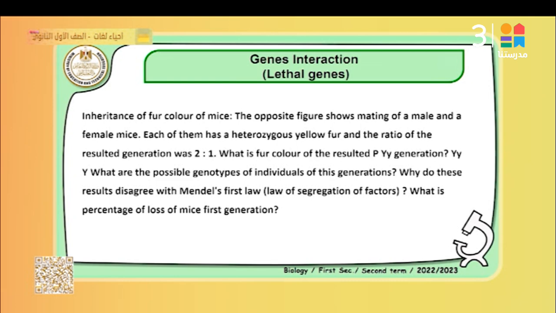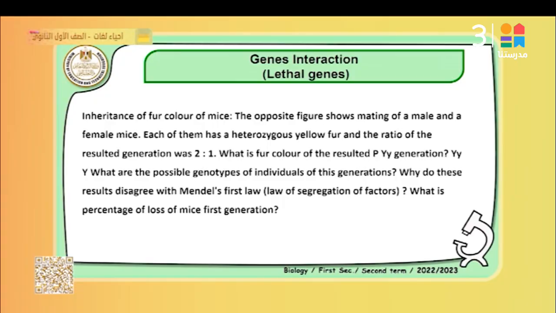What are the possible genotypes of individuals of this generation? Why do we get this result? This agrees with Mendel's first law. In Mendel's first law, the first generation would have been 100%. Second law, 3:1, 3 dominant, 1 recessive. But here, 2:1, 2 yellow hybrid, and 1 recessive gray, Y small, Y small.